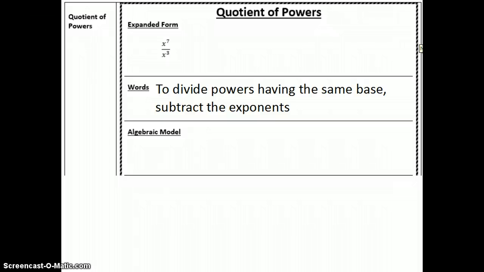Remember, x to the 7th, what that means is we're repeating x 7 times. So x times x times x times x, 7 times, divided by x to the 3rd. So remember when we're dividing, cancel terms out. So have an x up top and an x on bottom, and cancel those out. And keep going. One up top, one on the bottom, and I'm left with x to the 4th.